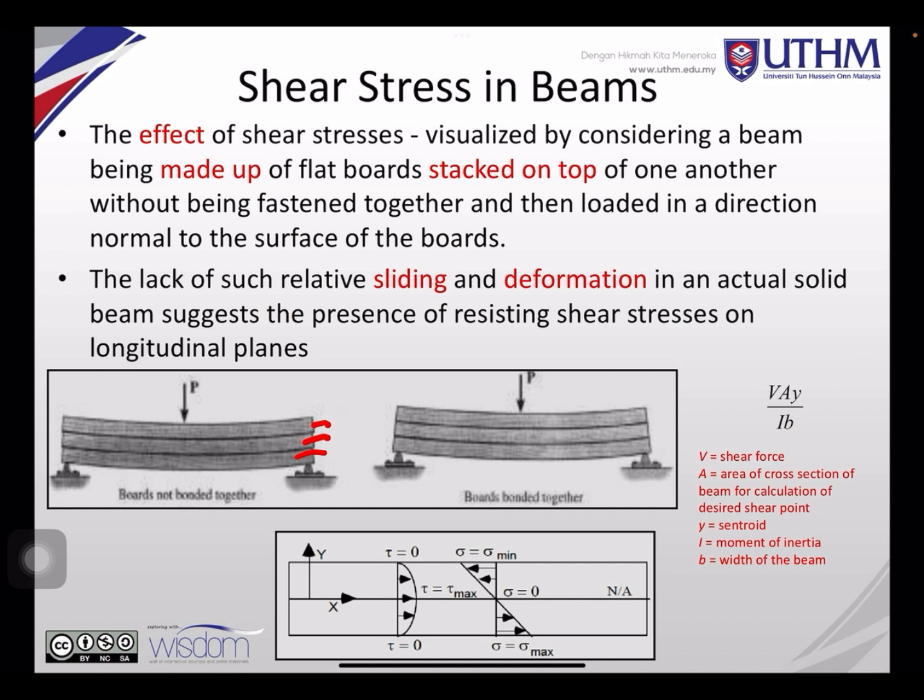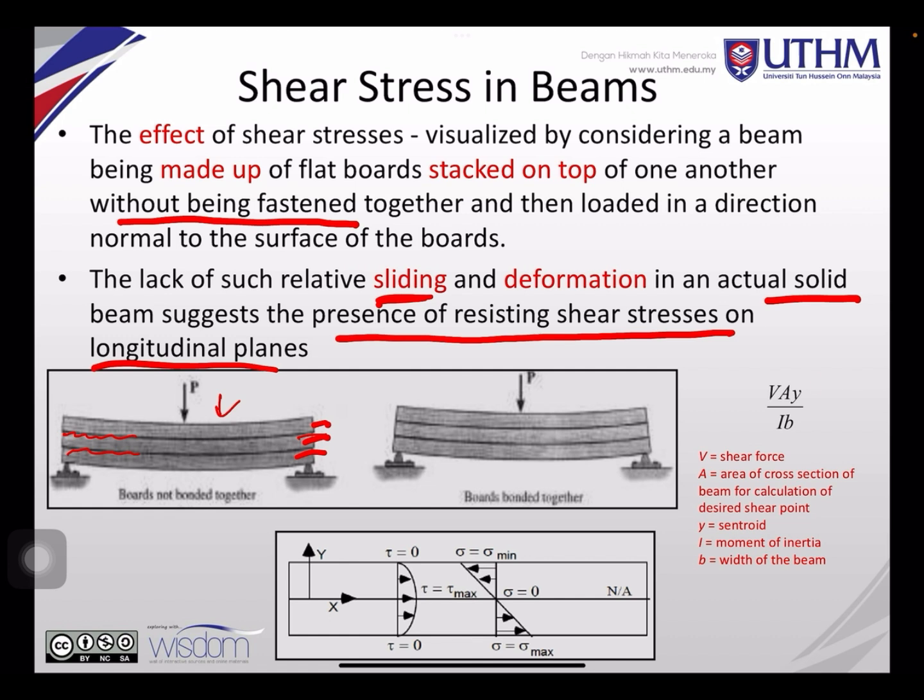When you stack them up without fastening them together, then load in the direction normal to the surface of the board, the lack of such restraint will cause sliding. So when you apply load on it, you can see that this area might slide. Deformation in an actual solid beam suggests the presence of resisting shear stress on the longitudinal plane.